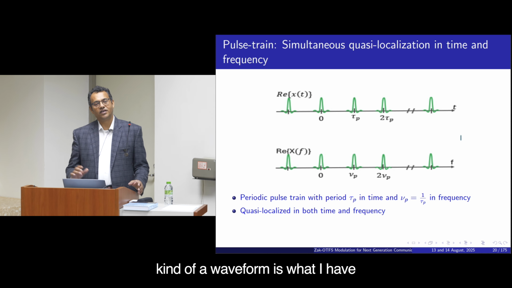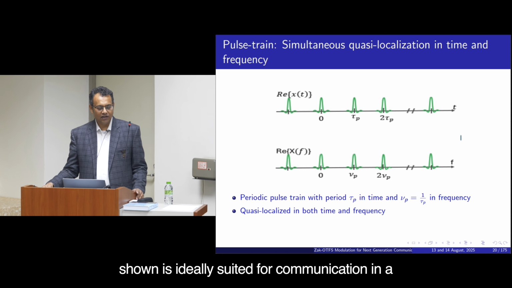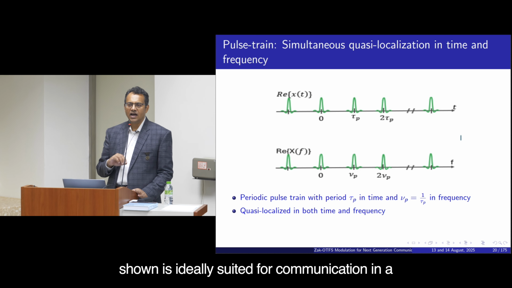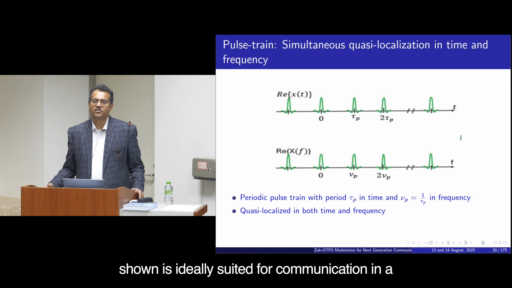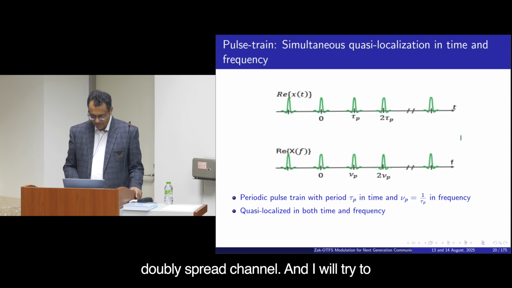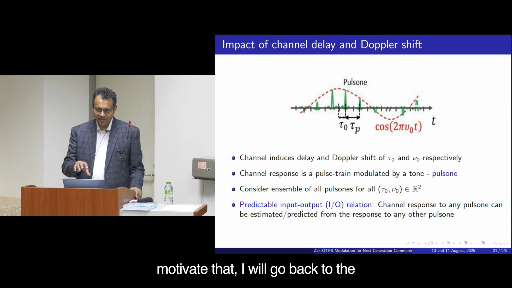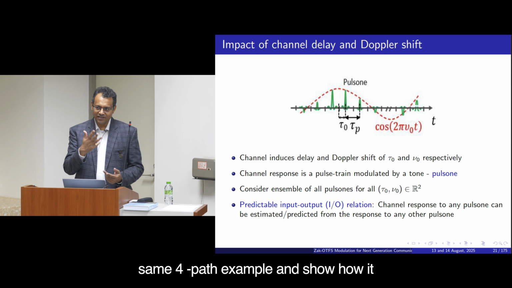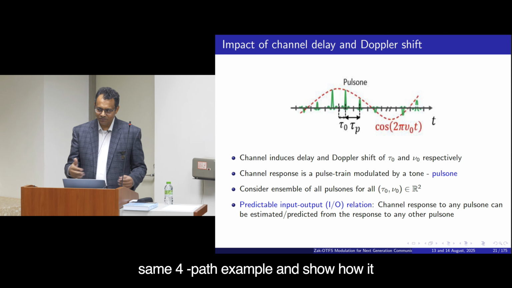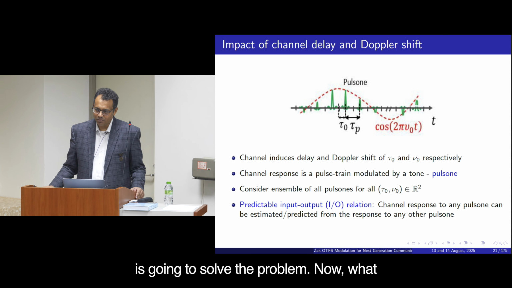So this kind of waveform that I have shown is ideally suited for communication in a doubly spread channel, and I'll try to motivate that. I'll go back to the same 4-path example and show how it's going to solve the problem.